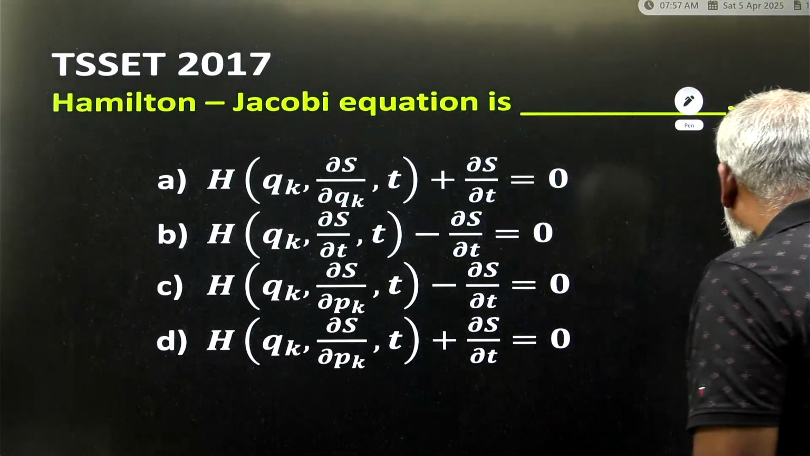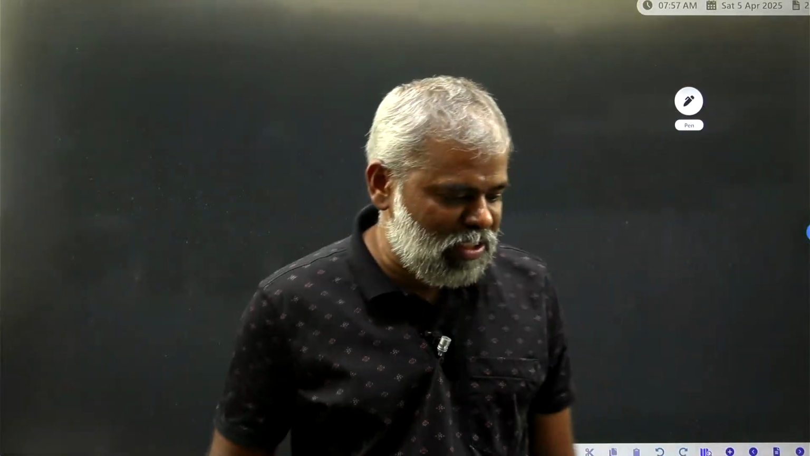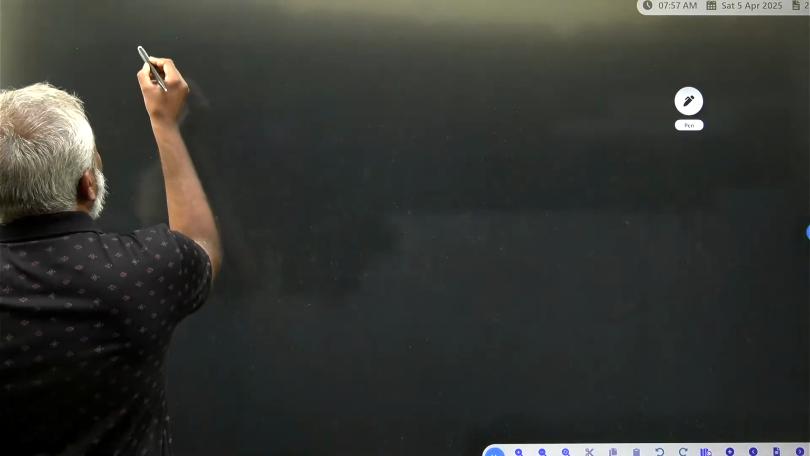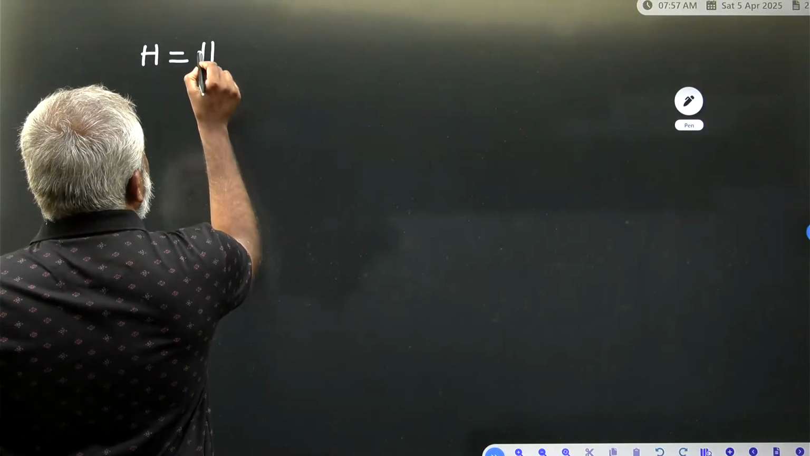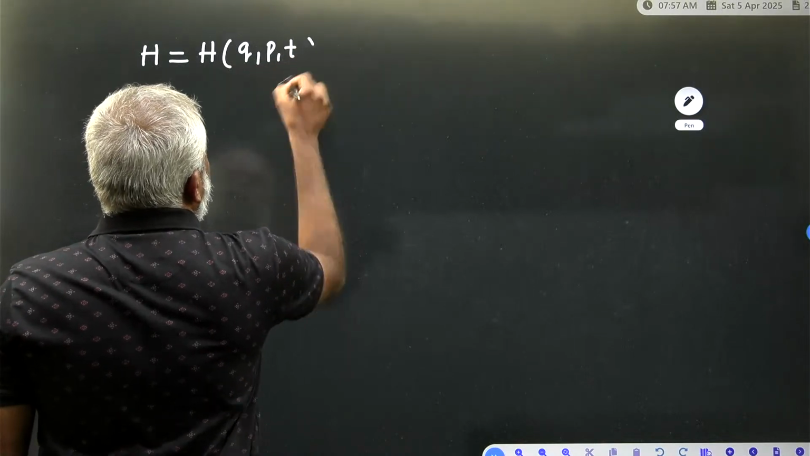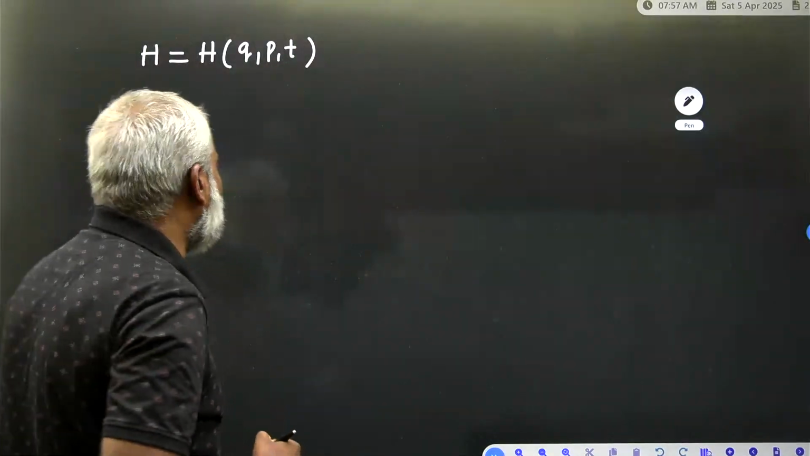Now listen to the class. How do we apply this Hamilton-Jacobi equation? We know that the Hamiltonian is a function of q, p, t. The Hamiltonian is a function of q, p, t.